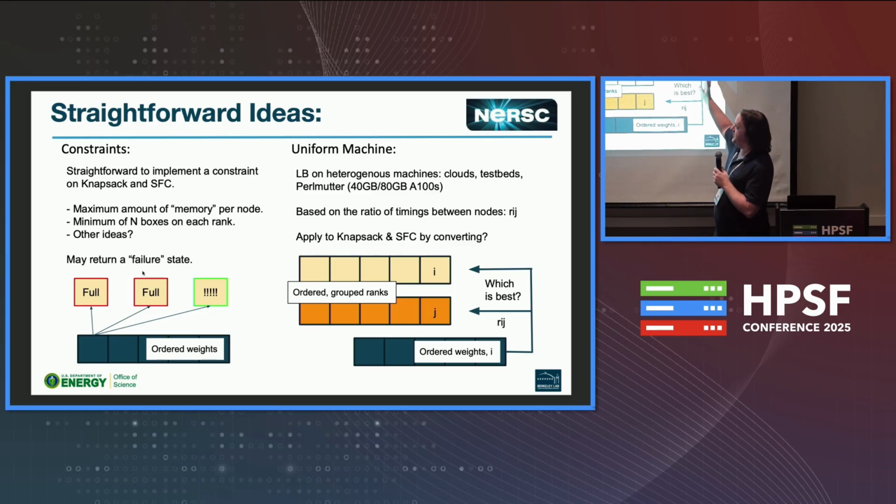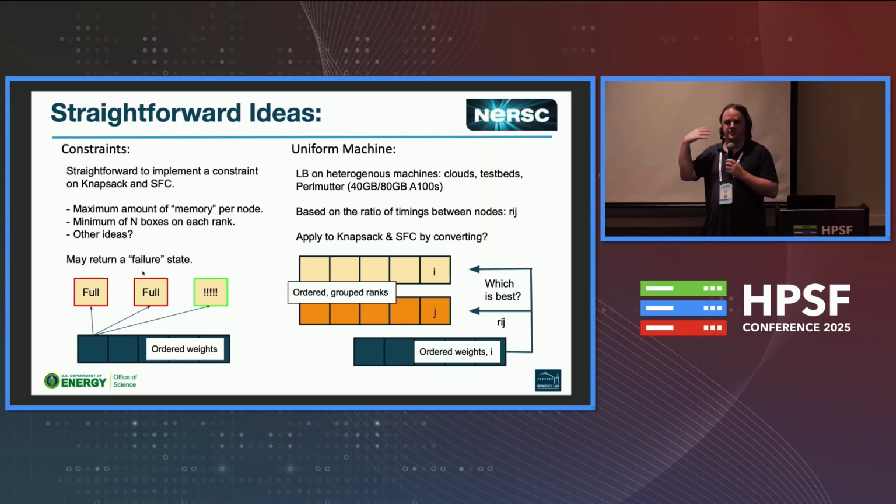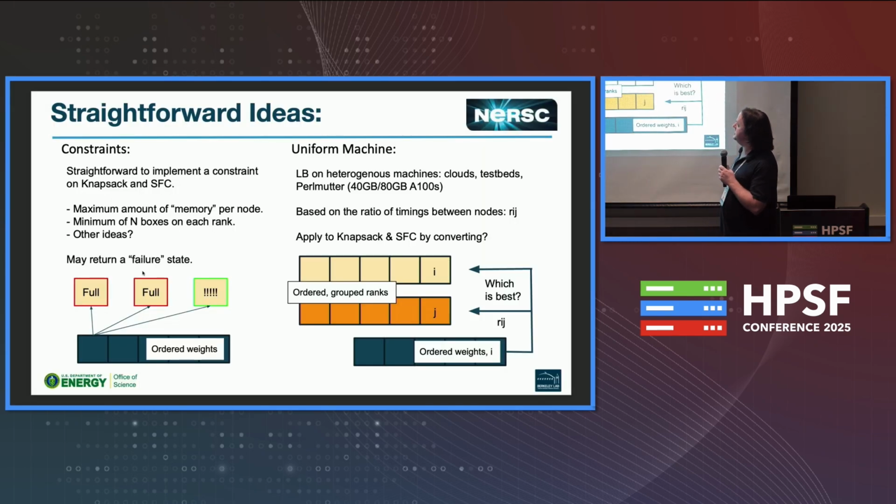So from the most straightforward on the bottom, it would be fairly simple to add a constraint to both Knapsack and SFC. So for example, make sure there's at least 4 boxes on every rank. Or do the knapsack distribution, but don't put too much memory on a rank that it blows up. That should be incredibly simple to do. The interesting part there is you'd have a failure state. I'm sorry, I can't actually distribute this, and you have to figure out what to do. But otherwise, that is fairly straightforward if you have the correct numbers to put in order to do the work.